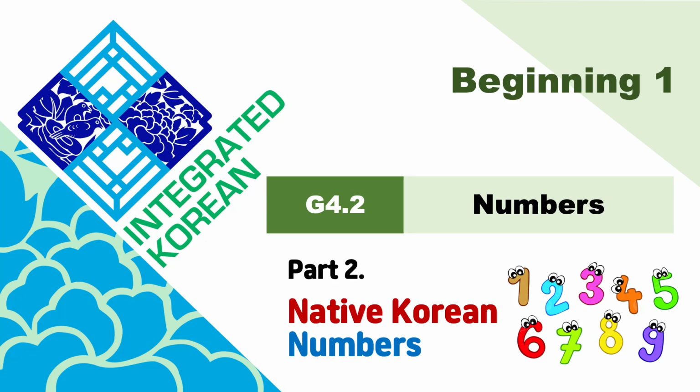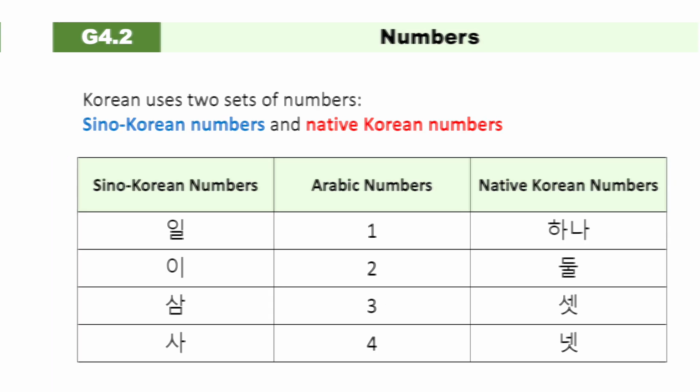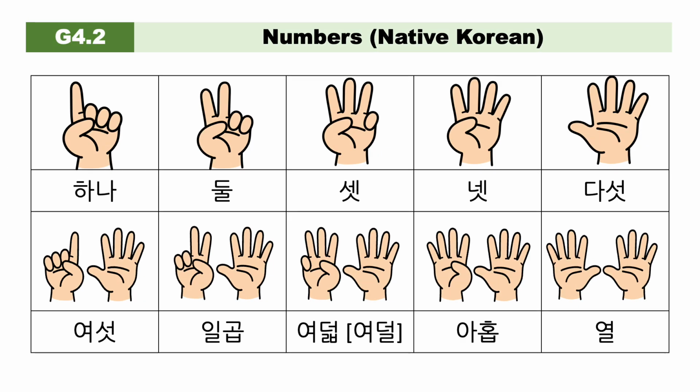Lesson 4. Grammar 4.2. Part 2. Native Korean numbers. Korean uses two sets of numbers, Sino-Korean numbers and Native Korean numbers. In this video, we will learn about Native Korean numbers and some counters used with them. Let's count from 1 to 10 in Native Korean numbers. Please repeat after each number.